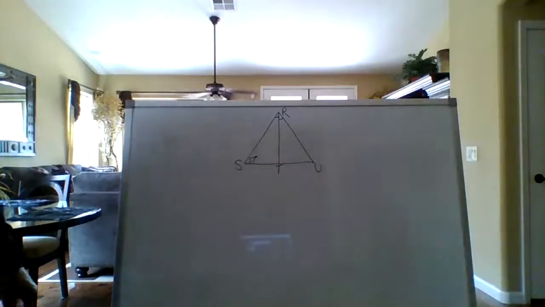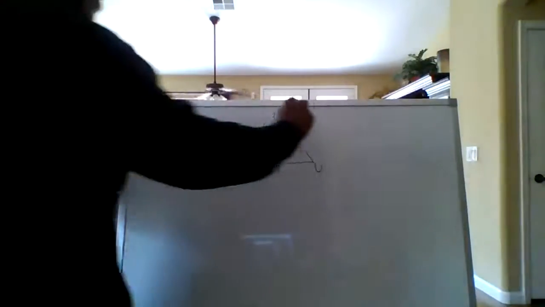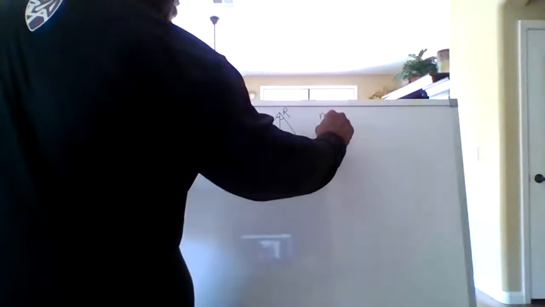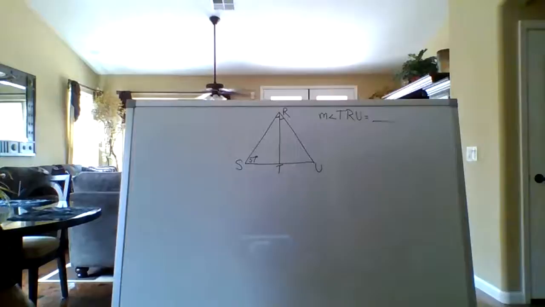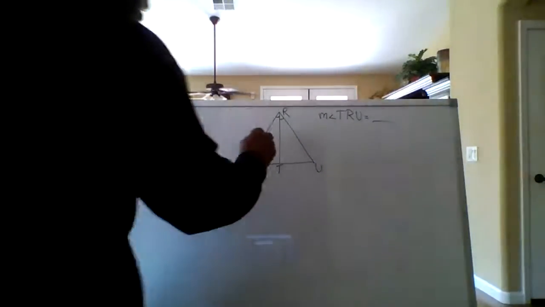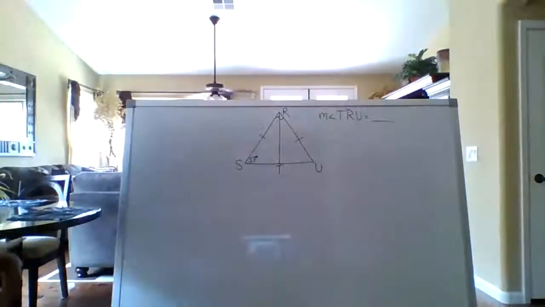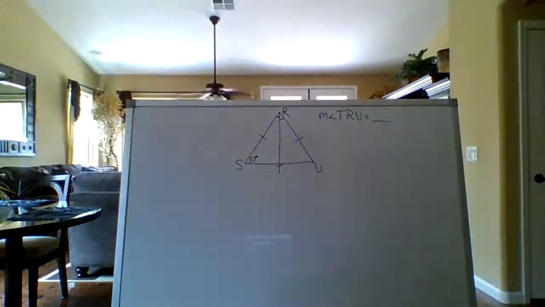So class, we want to find the measurement of angle TRU. All right, TRU. Let me add a few more things in here. Here we have an isosceles triangle.